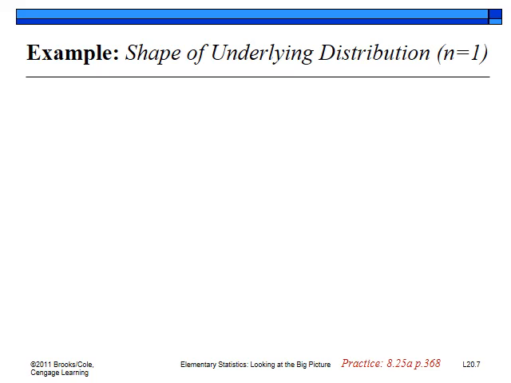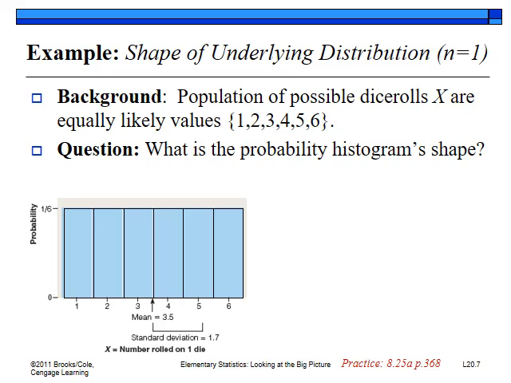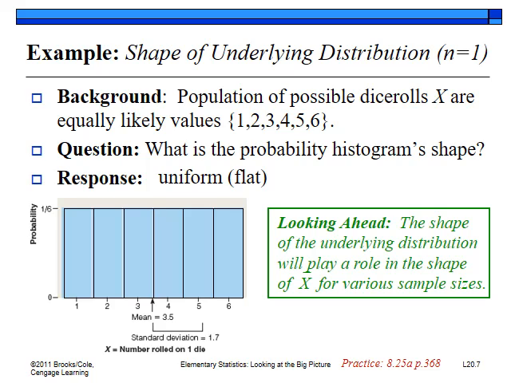Now, let's look at an example to start building our intuition. Here we're looking at rolling a single die. Since there are 6 equally likely outcomes, the probability histogram looks like what you see at the bottom. What is the shape of the histogram? Well, we can see every bar has exactly the same height, so we would say that this histogram has a uniform distribution. Being able to identify the shape of the distribution in the population will help us identify what the shape of the sample mean distribution is for different sample sizes.